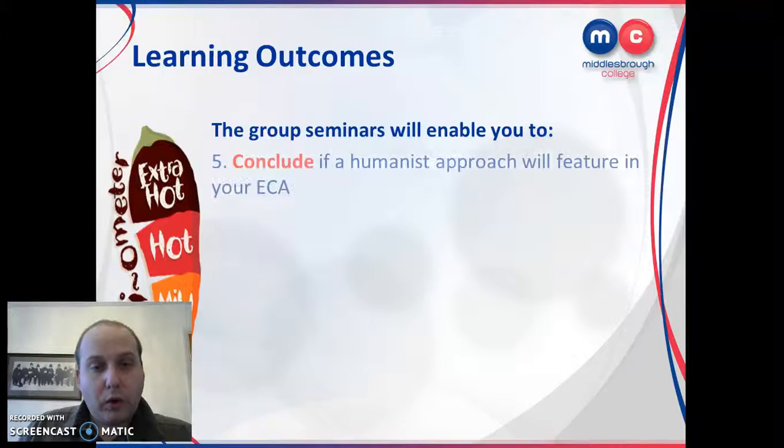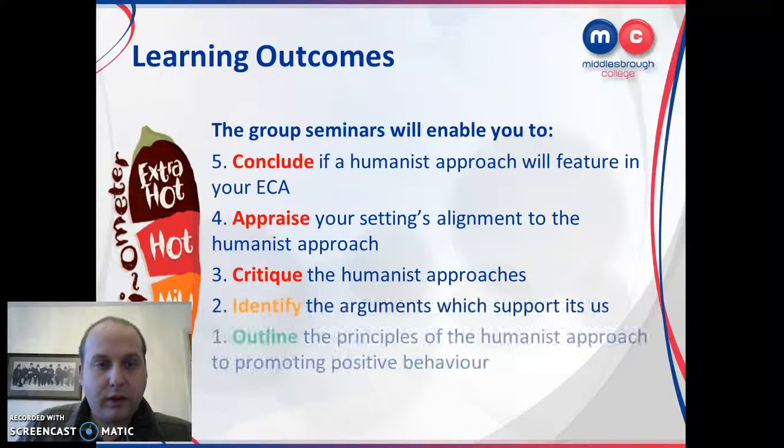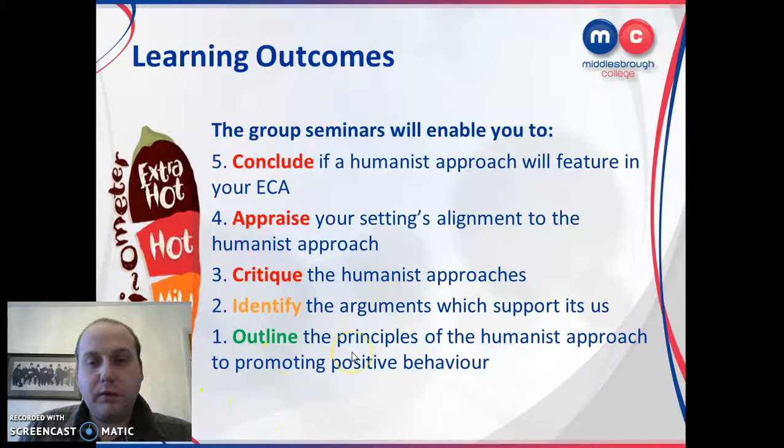Through doing this, what you'll be able to do, ultimately, in reverse order, and I want you to start right at the bottom, is outline the principles of the humanist approach to promoting positive behaviour. What are the arguments behind humanism? I want you to critique the humanistic approach, but it's actually the approaches and strategies that you could use, what you could do, what you could change in your practice.